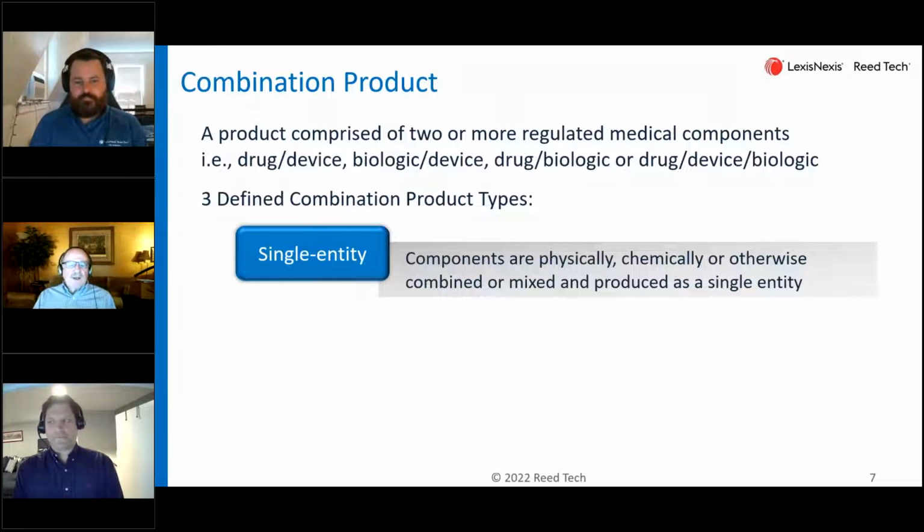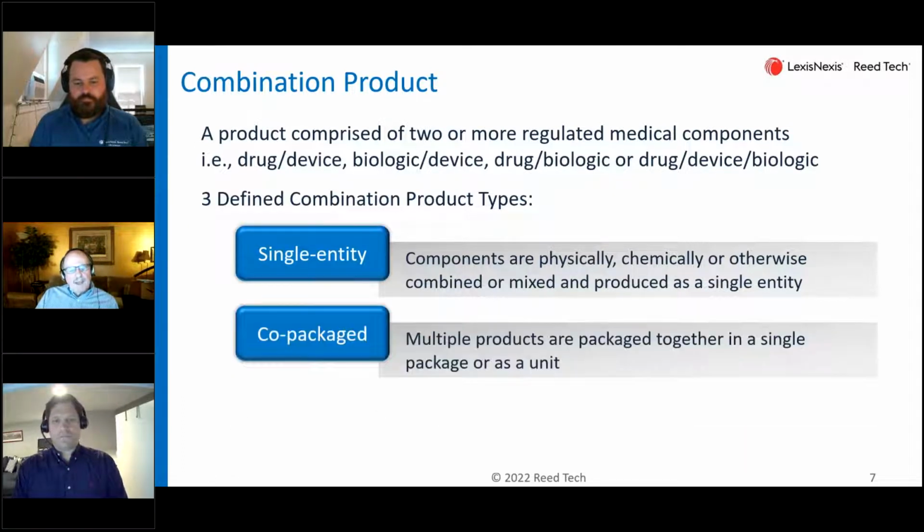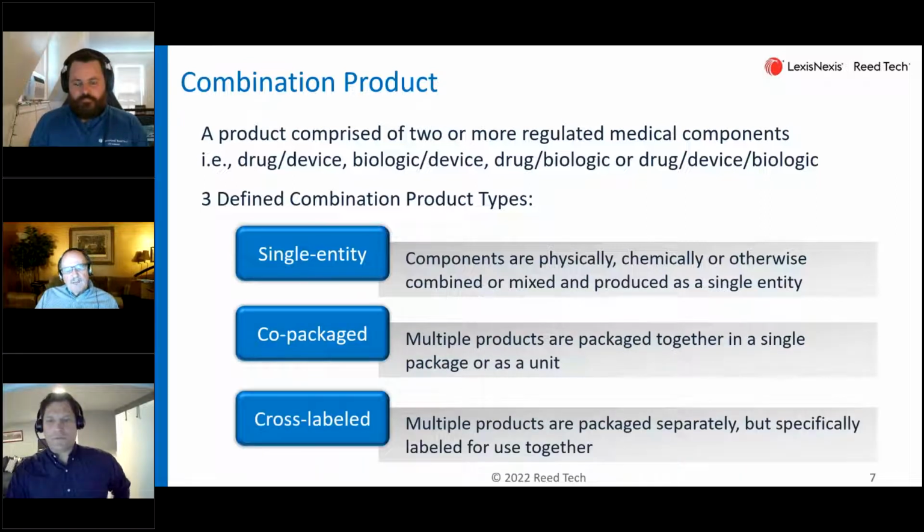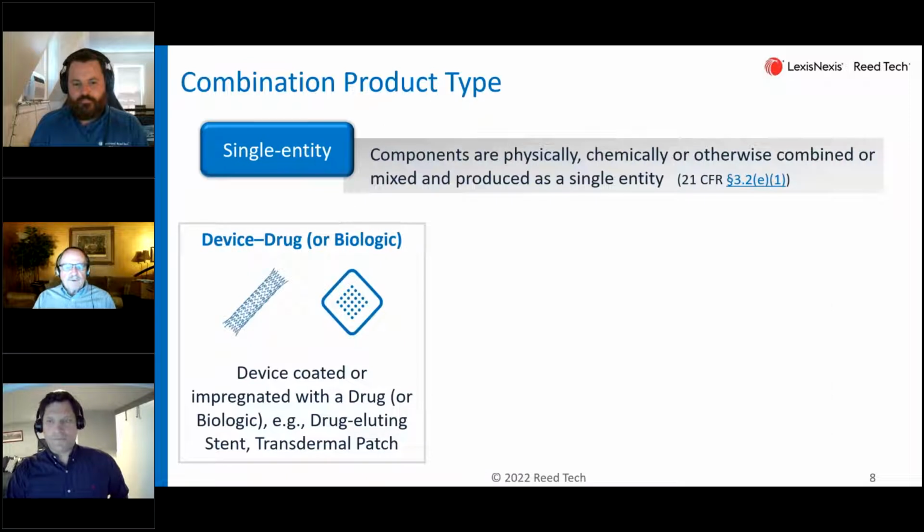Now we'll be talking about three different product types. The FDA has defined something referred to as a single entity, a co-packaged combination product, and a cross-labeled product. And we're going to take a little bit deeper dive into each one of those three in the next few pages as we work our way through this presentation. The single entity, the first one, is where the components are mixed or produced together as a single entity. And it's best to understand that by looking at a couple examples.